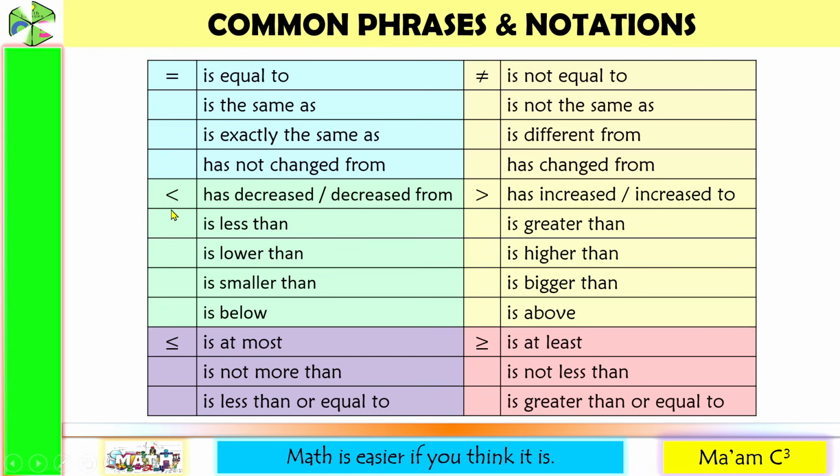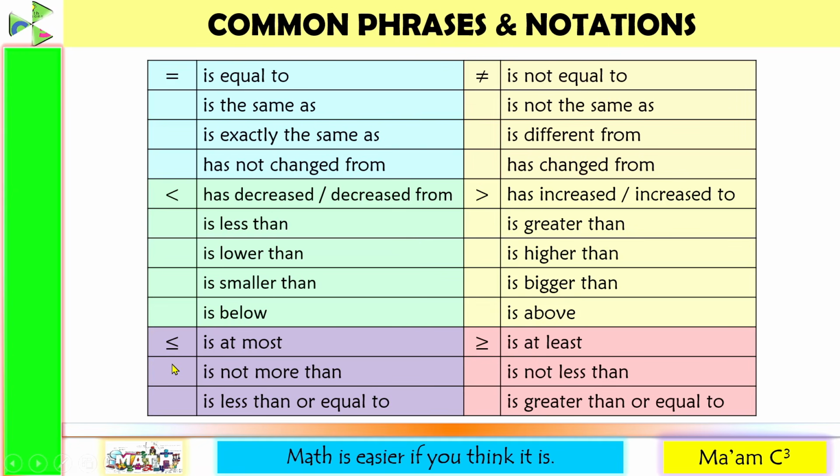We use less than if we encounter phrases such as has decreased or decreased from, is less than, is lower than, is smaller than, or is below. And we use greater than if we encounter phrases such as has increased or increased to, is greater than, is higher than, is bigger than, or is above. Less than and greater than are both used in alternative hypothesis.